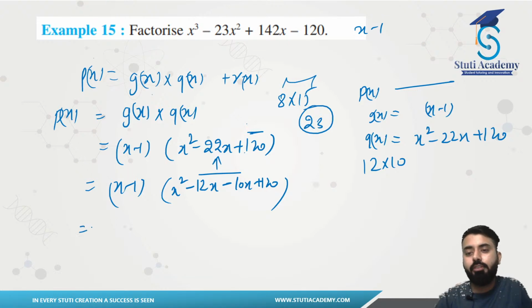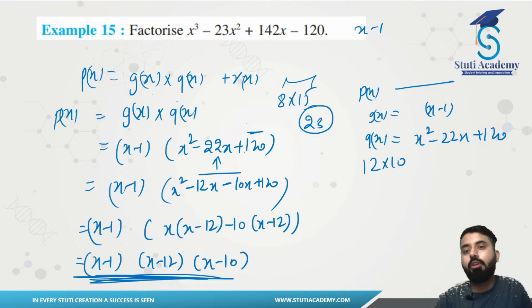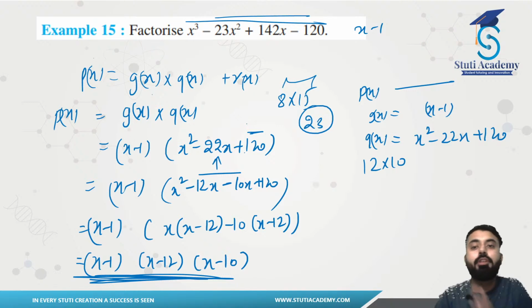So we have the factors here, x minus 1. If I factorize this, taking x common, x minus 12. Taking a negative 10 common, x minus 12. So my factors are what? X minus 1, x minus 12, and x minus 10. So these are the factorized form of, these are the three factors of this cubic polynomial. So this is how you are going to factorize your given statement.